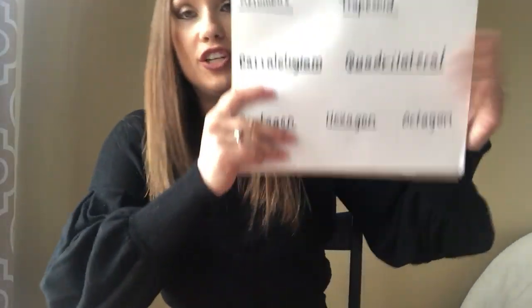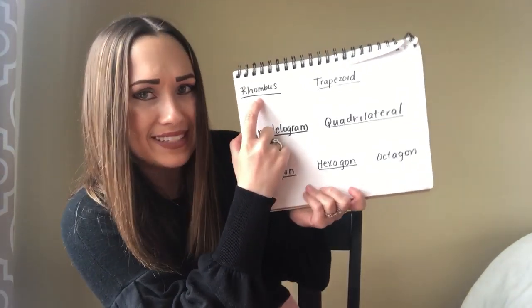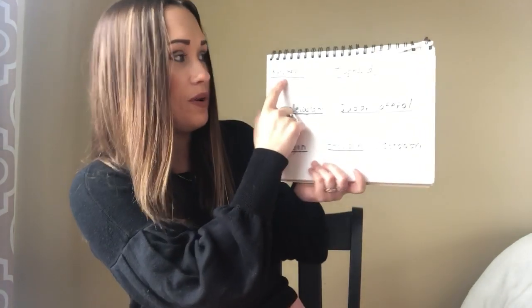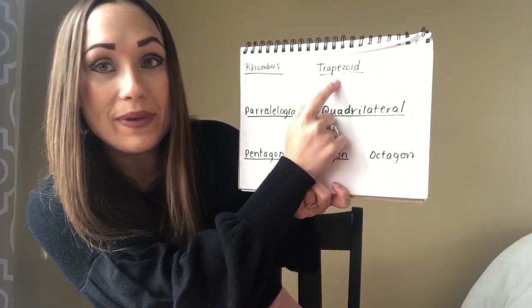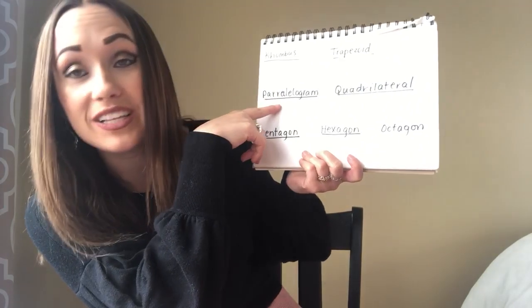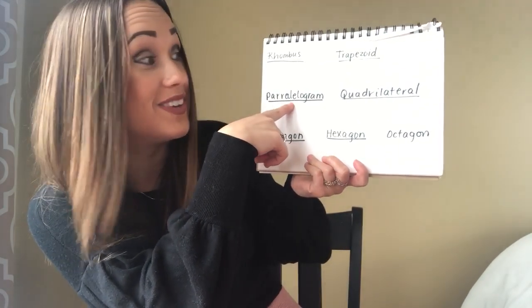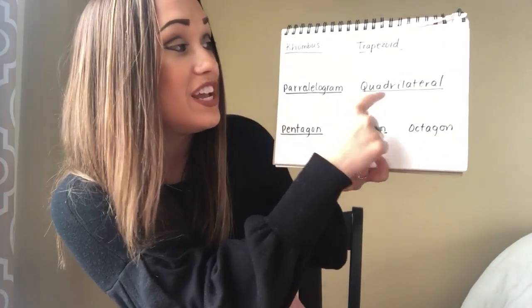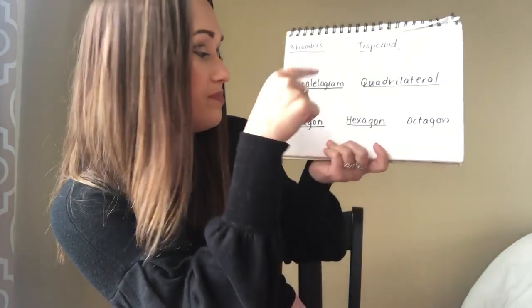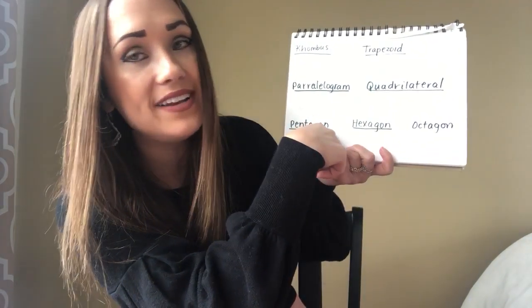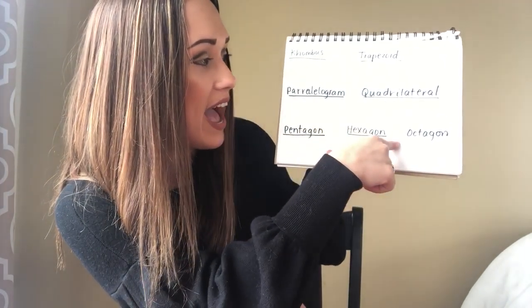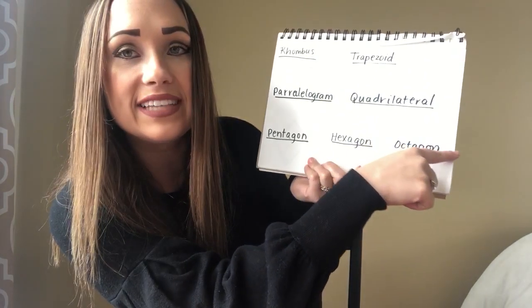So we are going to introduce what a rhombus is. Have you ever heard of a rhombus? I wonder what that is. Trapezoid, parallelogram, that's a long word, tongue twister right there. Quadrilateral, pentagon, hexagon, and octagon. Okay? So let's see, what does a rhombus look like?